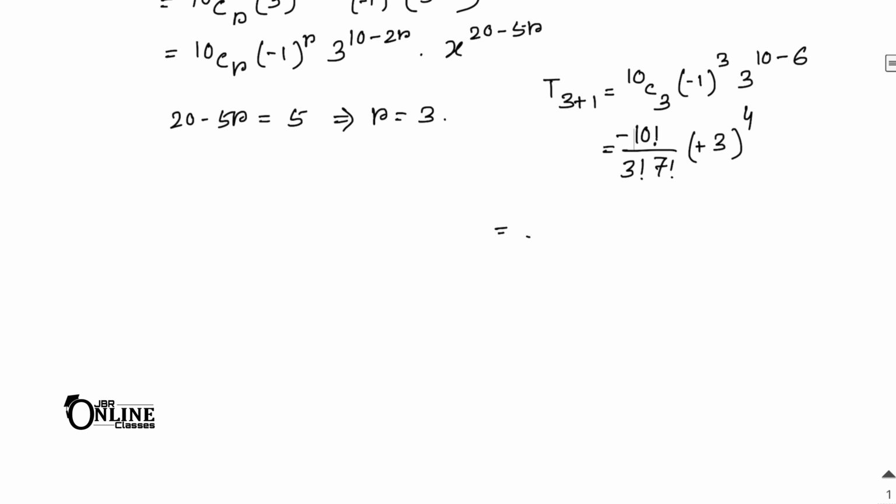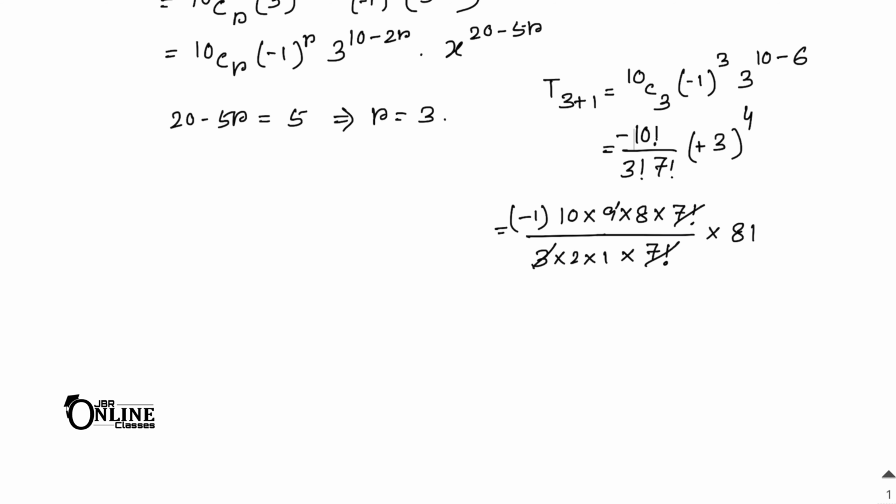So now 10 factorial means 10 into 9, 8 and 7 factorial. Here 3 factorial means 3 into 2 into 1, and then here 7 factorial cancels out, and here 3 to the power 4. 3 to the power 4 means 81. Now 3 cancels out with 9, it becomes 3, and 2 cancels out with 8, it becomes 4. So you have here 3 into 4, that means 12. So 12 into 10, 120, and 120 into 81, that is 9720. So minus 9720 is the coefficient of x to the power 5.